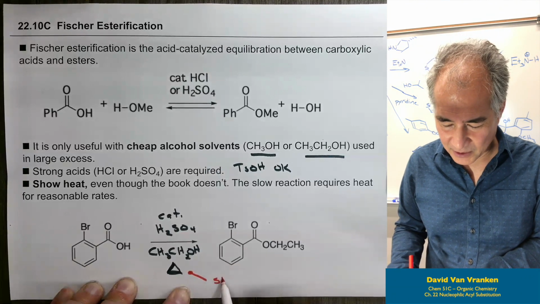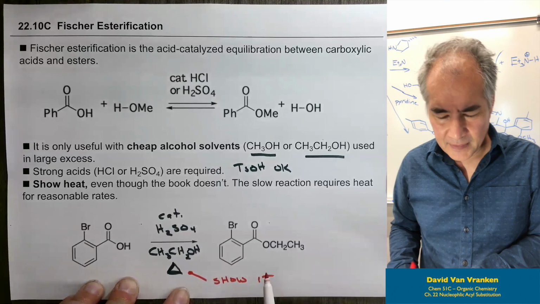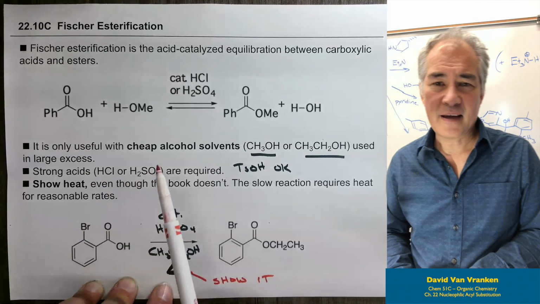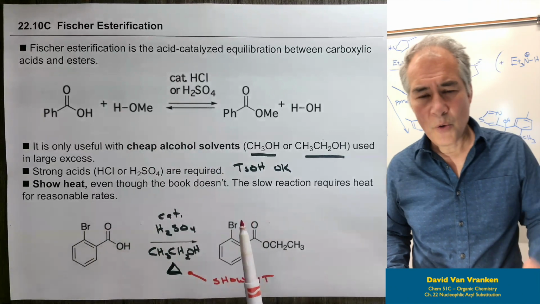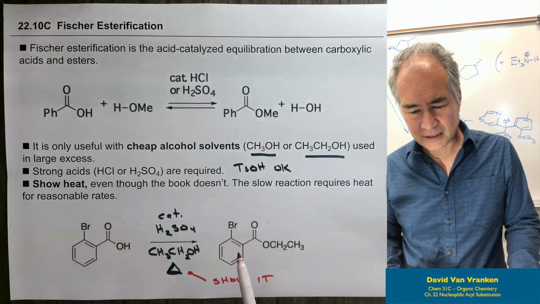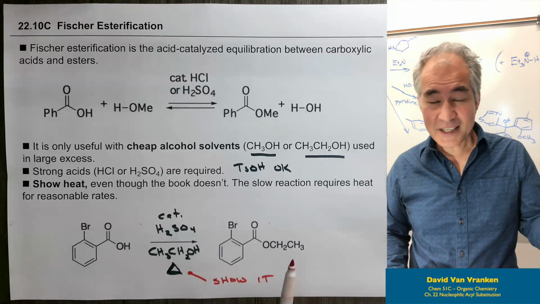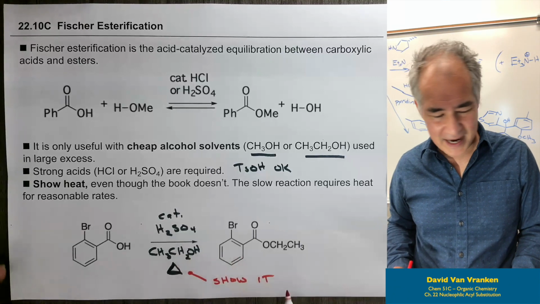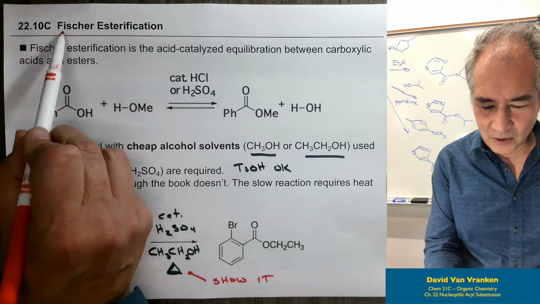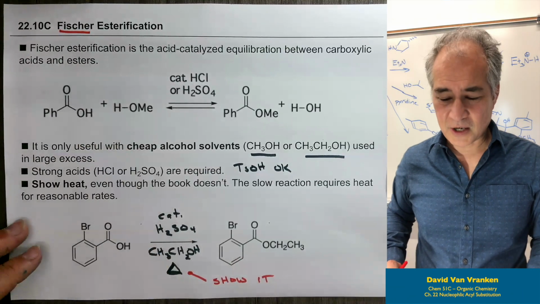So for this reaction where you take a carboxylic acid and an alcohol and you add catalytic acid like HCl or sulfuric acid, we refer to these as Fischer esterification. You know, this is German chemistry from back in the 1800s. It's kind of amazing they were doing organic chemistry back then. So I will refer to these as Fischer esterifications. You've got to show heat for Fischer esterifications.